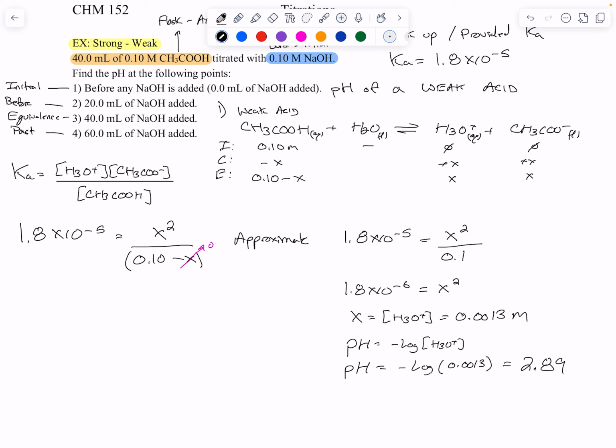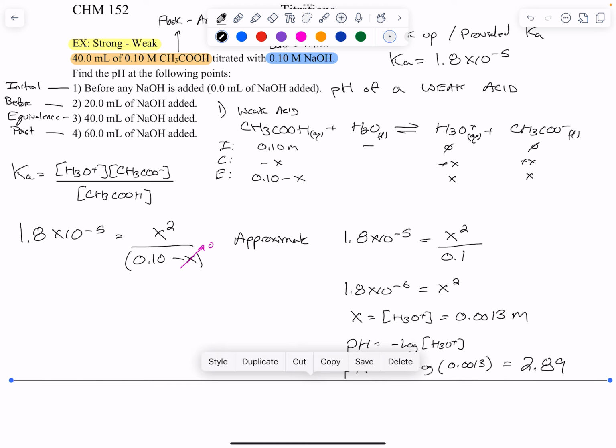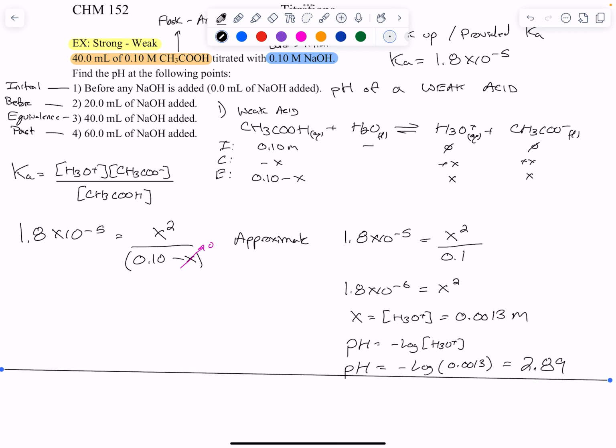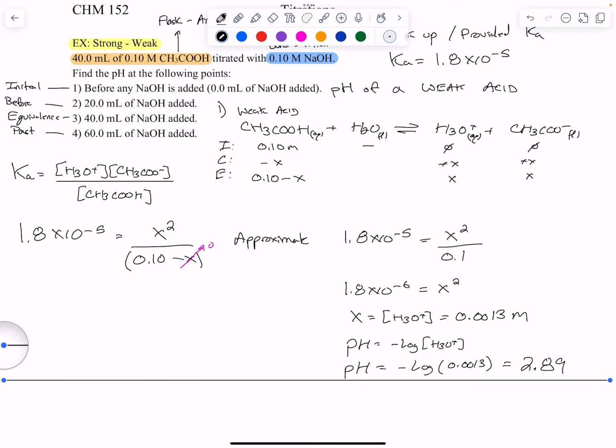Part 2, we're adding our base. Oh, that's not level. That bothers me. There we go.